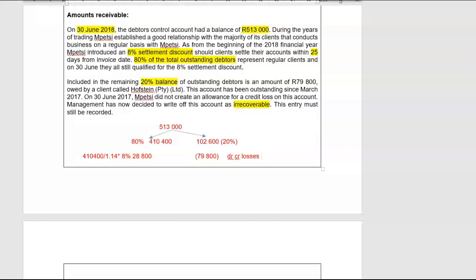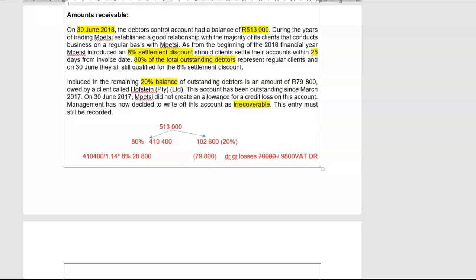79,800 divided by 1.14 times 0.14, and that is going to be 70,000 credit losses and 9,800 VAT. We don't need the credit losses in this specific answer, but what we do need is the VAT of 9,800. And what is it going to be, an input or an output? It's going to be input VAT, so it's going to be a debit against our VAT control account.